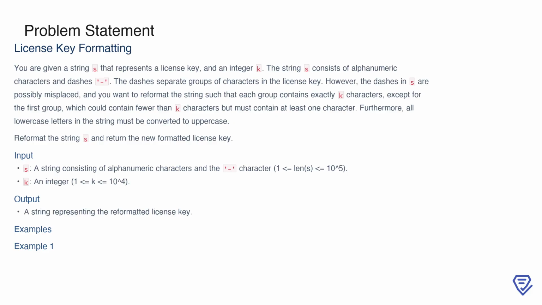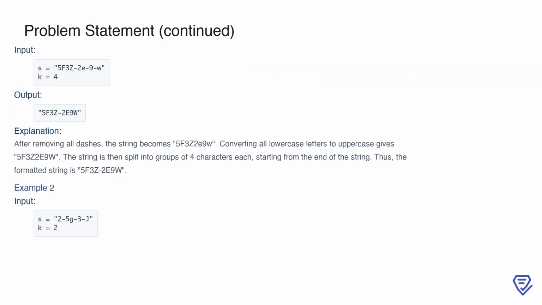The input includes the string S, where the length is between 1 and 10 to the power of 5, and an integer k, which can range from 1 to 10 to the power of 4. The output will be the reformatted string. This problem combines tasks such as removing dashes, converting characters to uppercase, and grouping elements, making it a great exercise in string manipulation. Let's look at an example to clarify the problem.